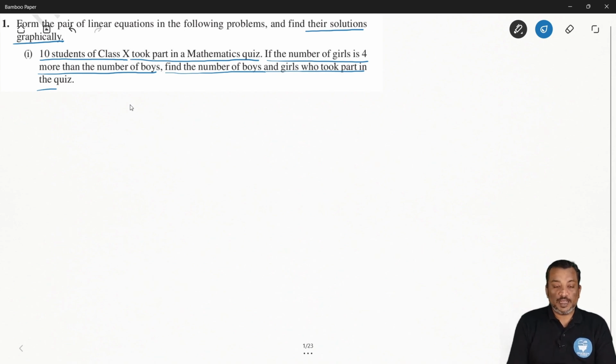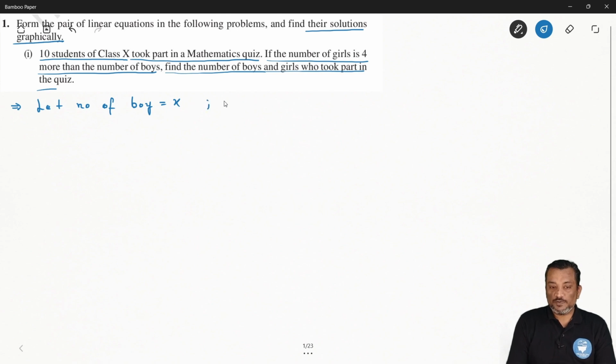So first we write the equation. Let the number of boys be x.